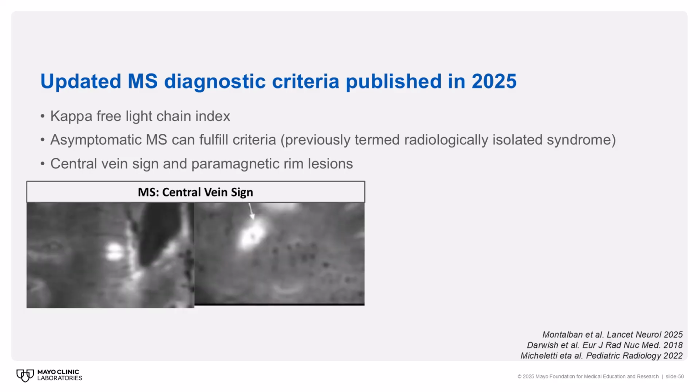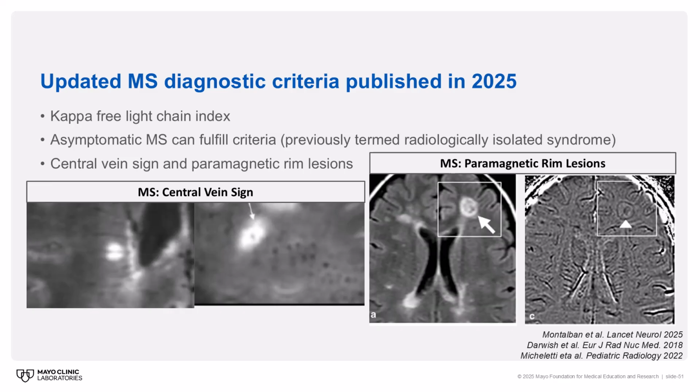And here's just an example of the central vein sign with the vein running through the lesion, or here on cross-section, you can see the central vein. And then the paramagnetic rim lesion lights up dark on SWI or gradient echo images, and you can see this paramagnetic rim lesion. These are less common, but when they're present, they're quite specific for multiple sclerosis.